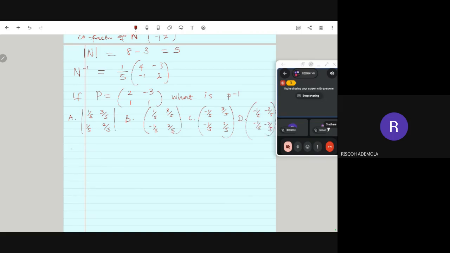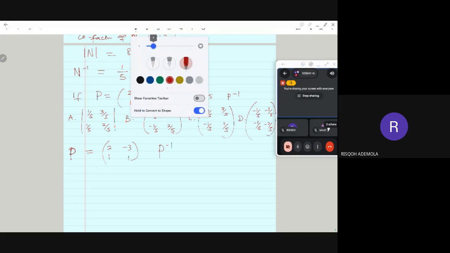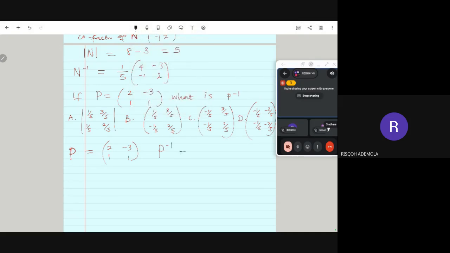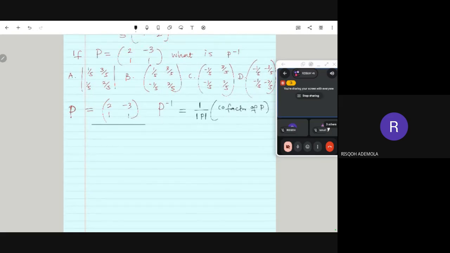Now, our matrix is P, which is 2, 1, negative 3, 1. We are asked to find P inverse. What's the formula for P inverse? The formula for P inverse is 1 over determinant of P multiplied by cofactor of P. So from this matrix now, Rahima, we need to find the P inverse. But to find the P inverse, we need the cofactor of P. So what's the cofactor of P?